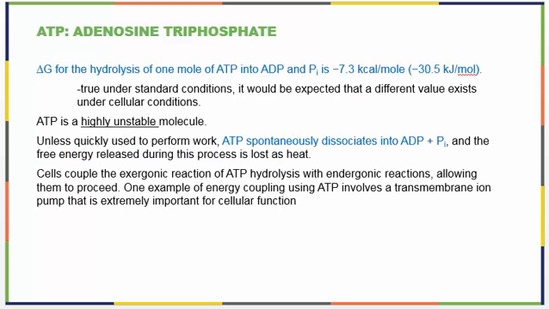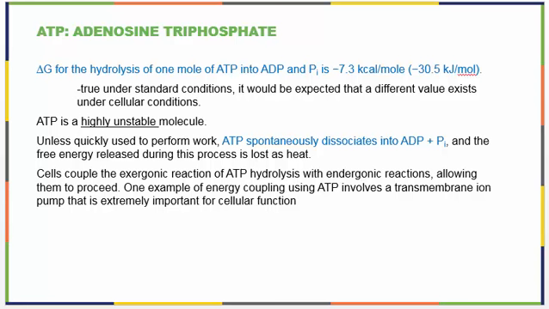So, about that ATP making. The delta G for the hydrolysis of 1 mole of ATP into ADP is about negative 7.3 kilocalories per mole. This is under true standard conditions. So in a perfect world, that's how much energy is released into the system when you break up an ATP into those two individual pieces.